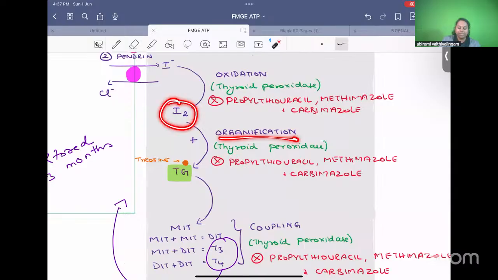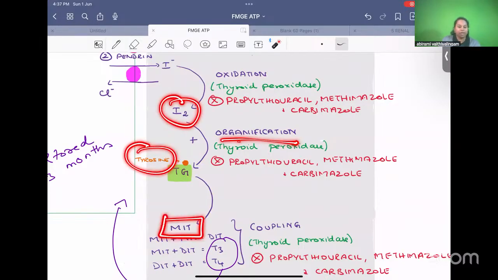Iodine combines with tyrosine to form monoiodotyrosine. Where is this tyrosine present? On thyroglobulin. So organification is one iodine combining with one tyrosine to form monoiodotyrosine. This is organification. This is also helped by thyroid peroxidase.